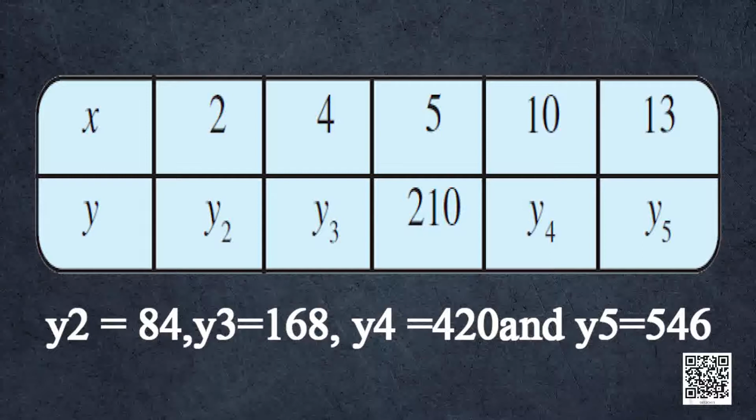So, in this way we can calculate the values of y2, y3, y4 and y5, which correspond to the cost of the cloth measuring 2 meters, 4 meters, 10 meters and 13 meters respectively. Hope you understood the calculations, and in the same way you can find answers for the questions that were posed in the beginning of the chapter.